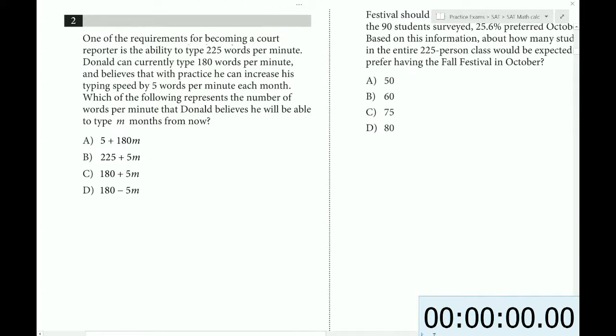One of the requirements for becoming a court reporter is the ability to type 225 words per minute. Donald can currently type 180 words per minute and believes that with practice he can increase his typing speed by 5 words per minute per month. So again, we have a linear function here. Which of the following represents the number of words per minute that Donald believes he would be able to type M months from now? Currently he could do 180, and he expects to add 5 words per month times the number of months M. So that would be 180 plus 5M, choice C.